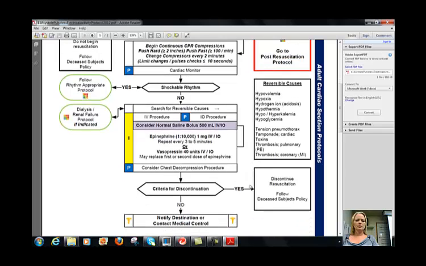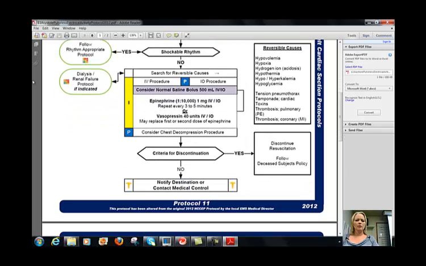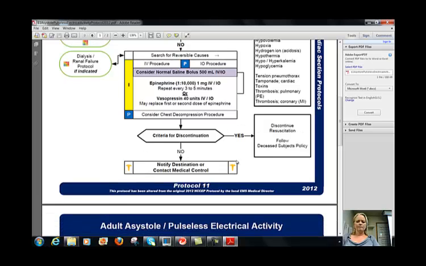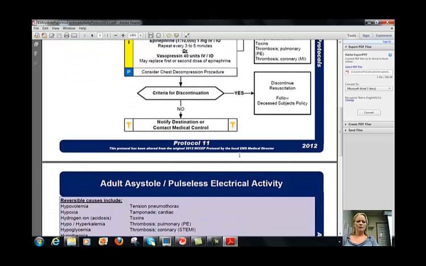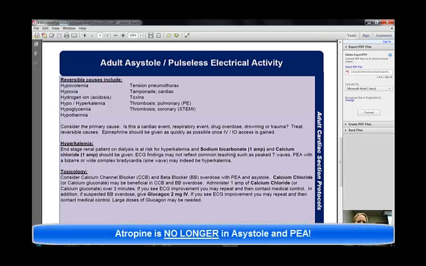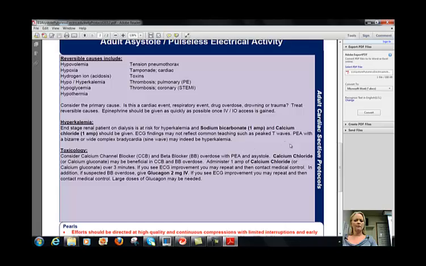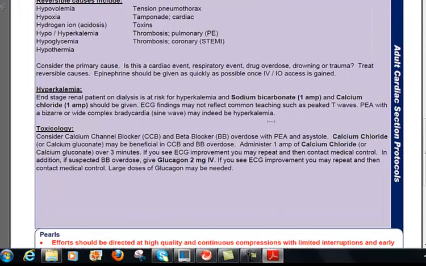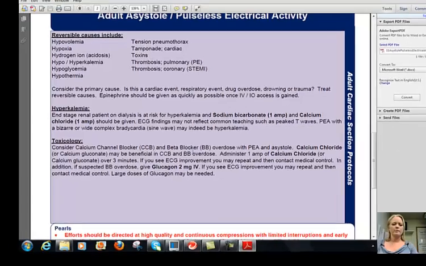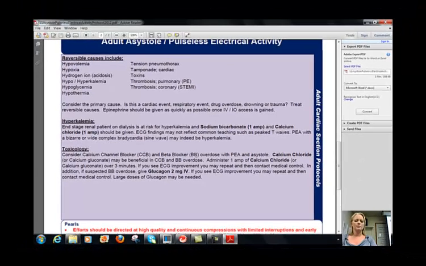There's not a whole lot of differences on this from the 2009. Some of them say to go to other protocols, like for your renal failure patients, which are going to get bicarb and calcium. And there is no longer atropine on the asystole and PEA protocol. There's information on the second page about giving bicarb and calcium for your renal patients. And there's also some information about what you might suspect to go to the overdose toxicology protocol.